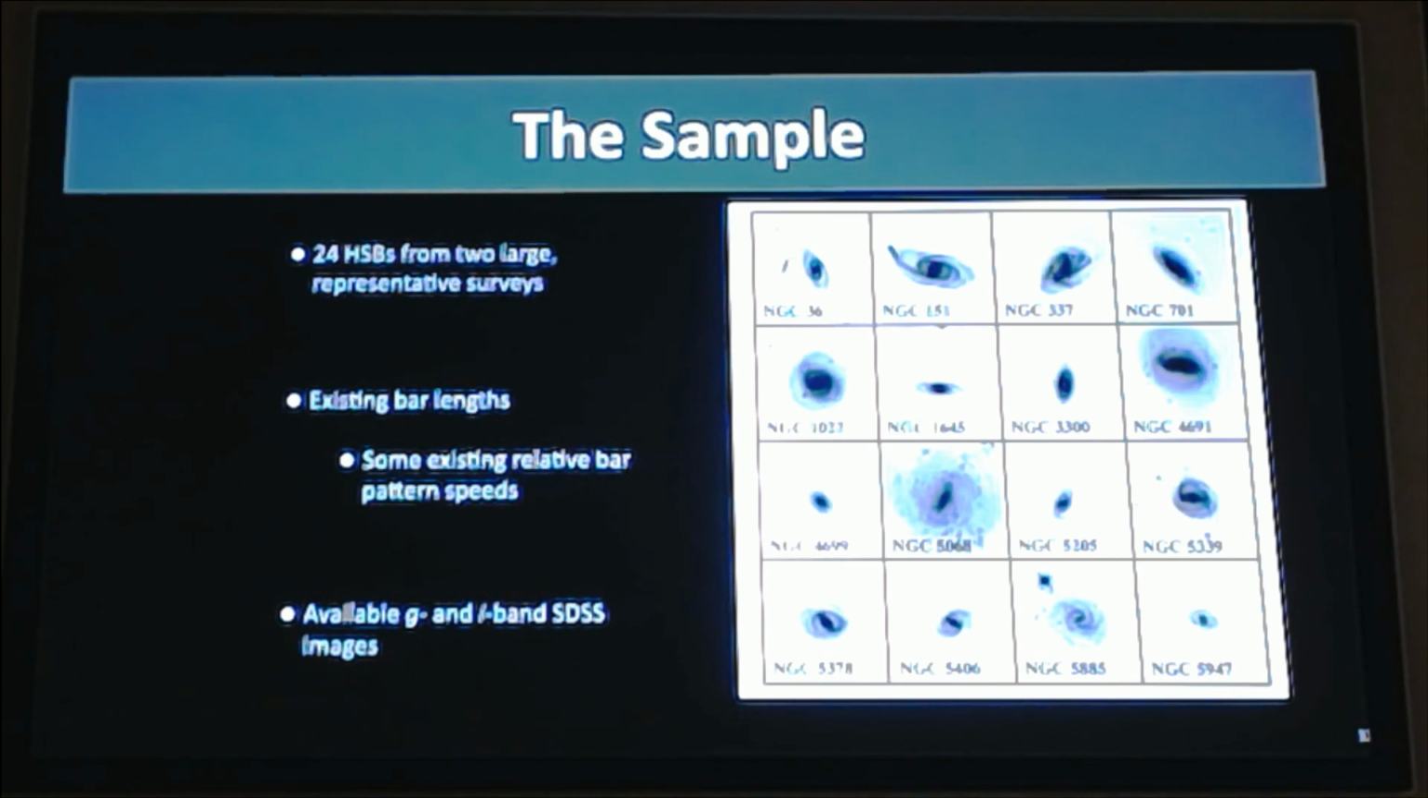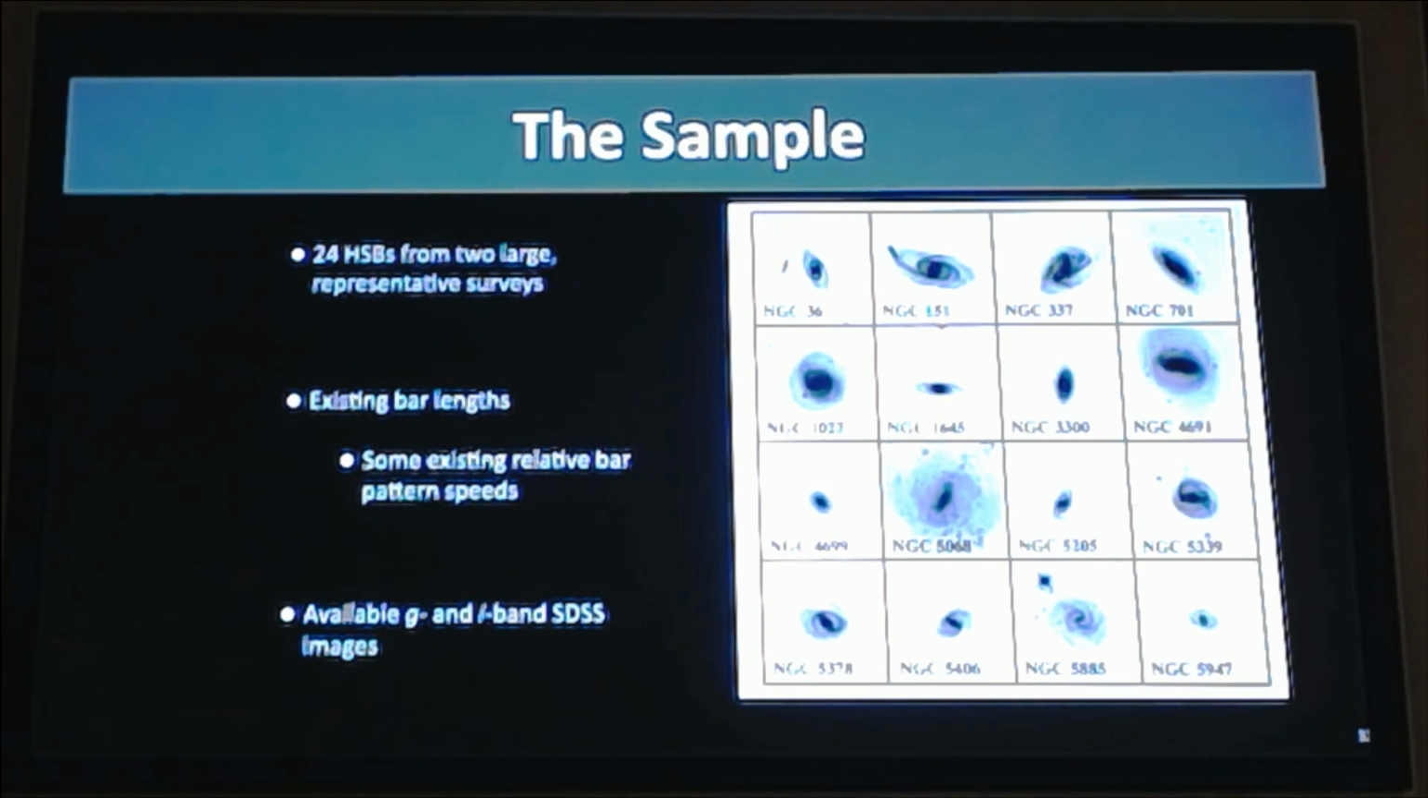It was originally 26. 2 of the ones we picked actually happened to be LSBs, so we added 2 additional ones for our analysis. These all have existing bar length measures that we can compare our results with, and a few of them have existing relative bar pattern speed measurements that we can compare with. And again, since these are HSBs, the Sloan images are of high enough quality, and we can use G and I band images to perform our analysis.